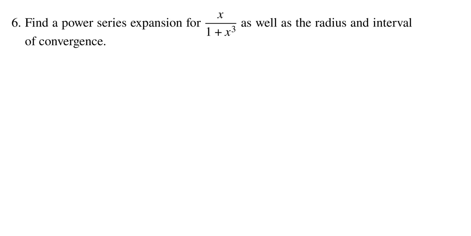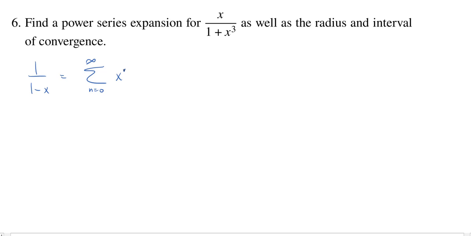So we don't know a whole lot, but one thing we do know is that 1 over 1 minus x is the sum from 0 to infinity of x to the n, provided that the absolute value of x is less than 1. So I want to transform what I know, 1 over 1 minus x, into what I want, namely x over 1 plus x cubed.